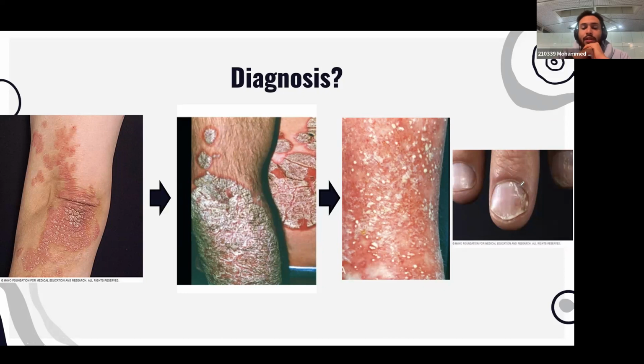Okay, usually extensor surfaces, as you can see here, extensor surfaces. So this is differentiated from atopic eczema. Okay, so this differentiates these two. Okay, and yeah, salmon colored plaques. A very important description of this. Now, the most important thing about psoriasis is you need to know, absolutely need to know, the important parts in the histology, which is the next slide.